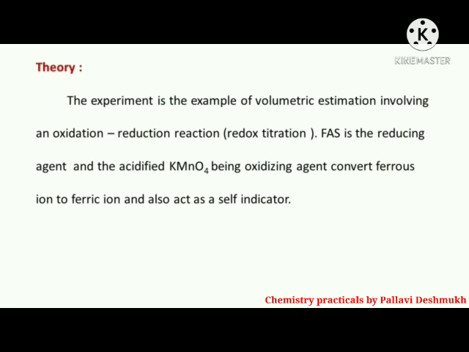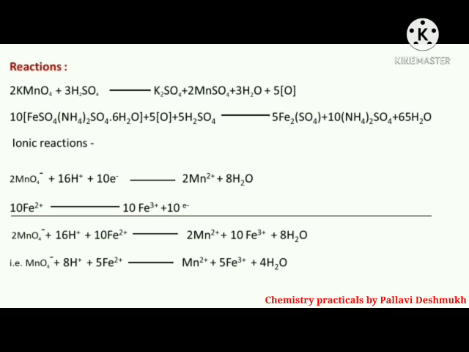Ferrous ammonium sulfate, which is also called Mohr salt, is a reducing agent and acidified KMnO4, being an oxidizing agent, is useful to convert the ferrous ion into the ferric ion, that is Fe dipositive into the Fe tripositive ions. This reaction is very slow at room temperature and therefore carried out at 60 to 70 degrees Celsius. In this reaction, the KMnO4 is converted into MnSO4.